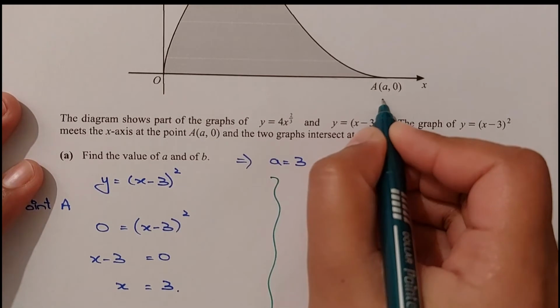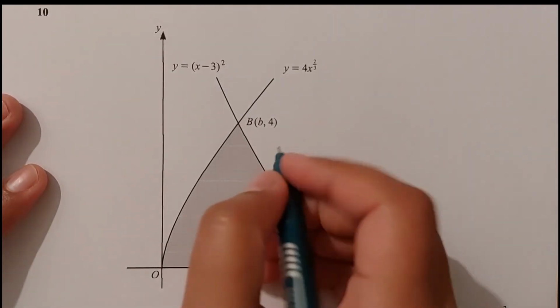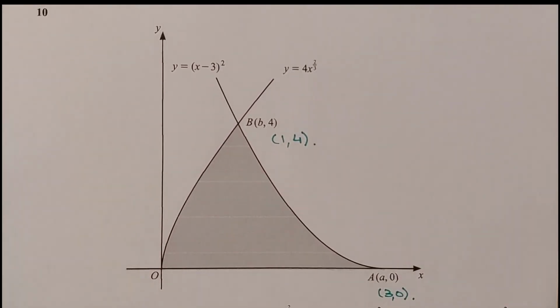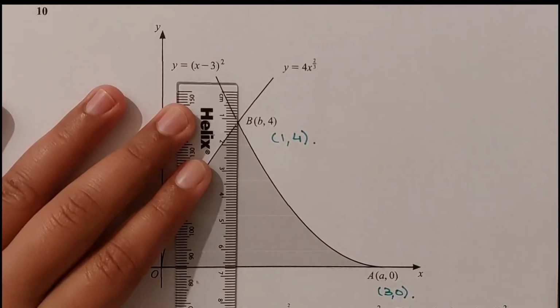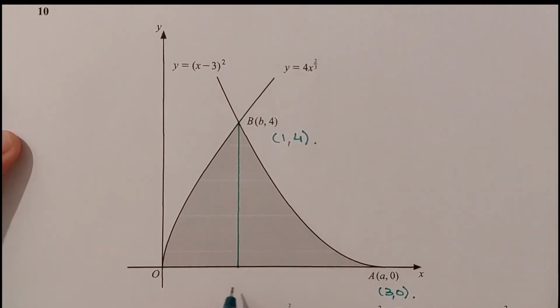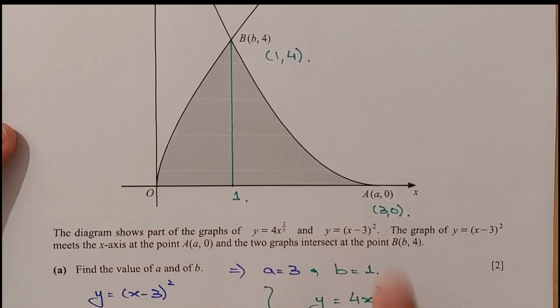So the coordinates of A are (3, 0), right? And here the coordinates of B are (1, 4). So the x value over here is 1. Let me draw this, right? So this is 1 here, so we have 0, 1, and here we have 3.